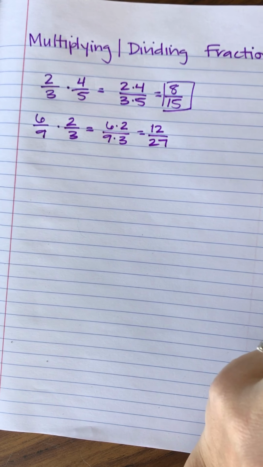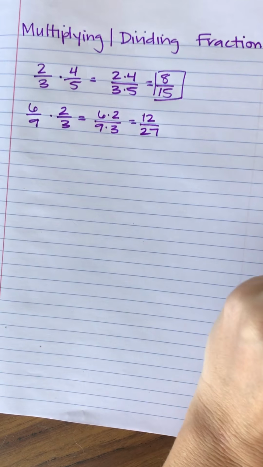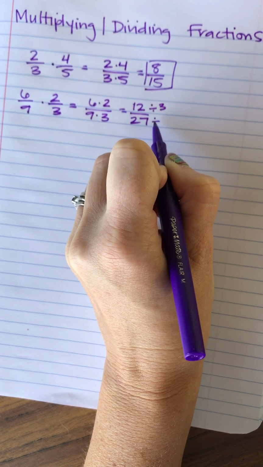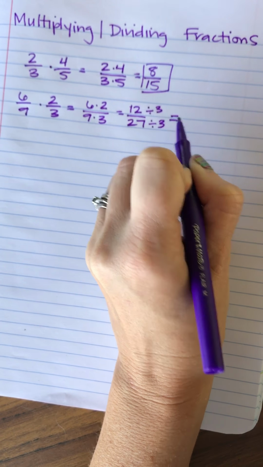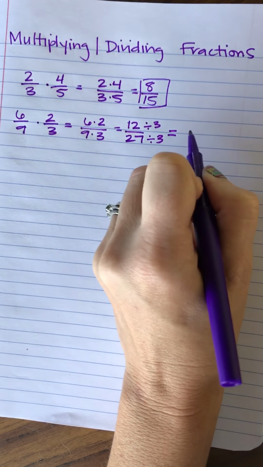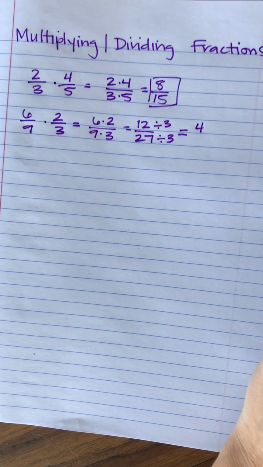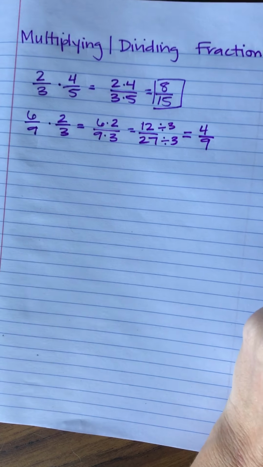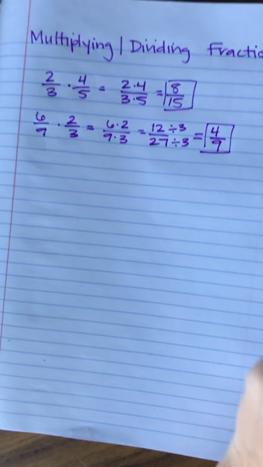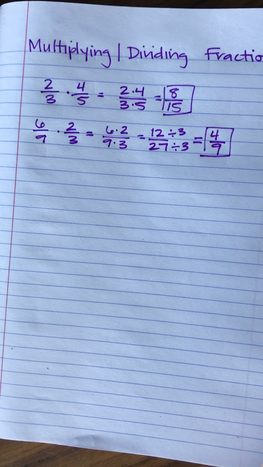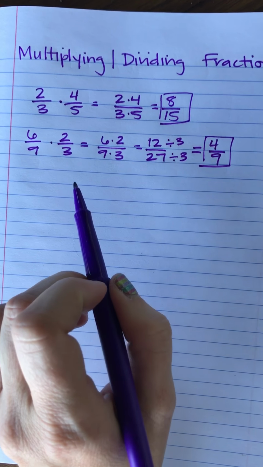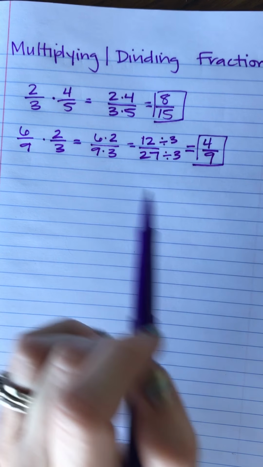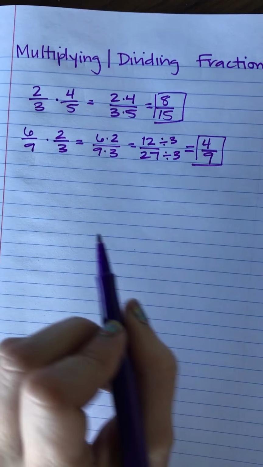12 and 27 can both be divided by 3. So let's divide them both by 3. So 12 divided by 3 is 4, and 27 divided by 3 is 9. So your answer is going to be 4/9. Let's use this problem again and talk about how we can simplify before, or reduce our fractions before multiplying.